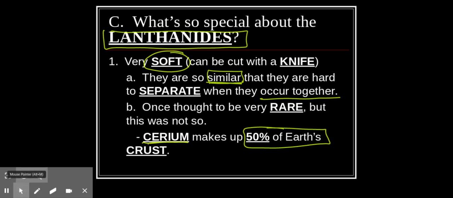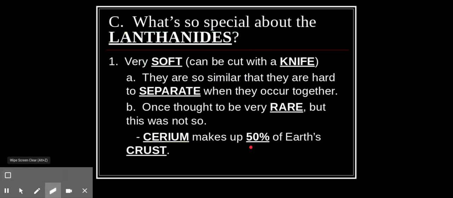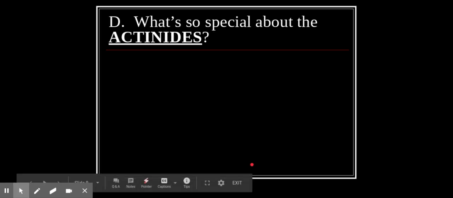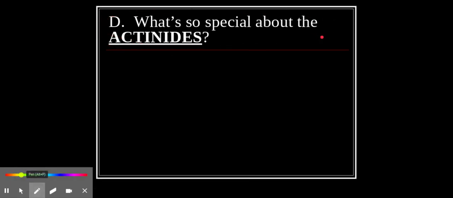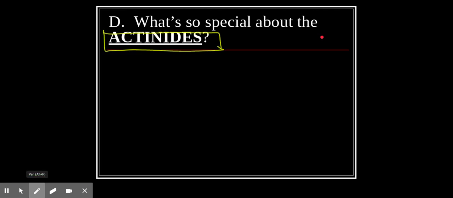Now, before we move on, again, the lanthanides are special because they are extremely soft. They are very similar to each other, so similar they were thought to be rare, but they realized that some of them are a lot more common, like cerium making up half the Earth's crust. So that's the lanthanide group. Again, that top row or top period in the inner transition elements. Now, our fourth question, D, is what's so special about the actinides? We've talked about the lanthanides, but now we need to go back and talk about the actinide group. Again, actinides is a key word, so make sure that you highlight that or underline it in your notes so that you can find it quicker.